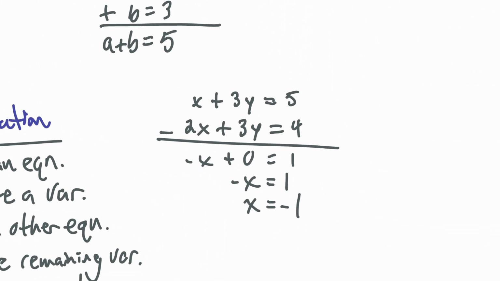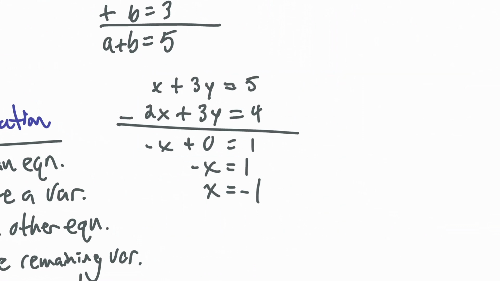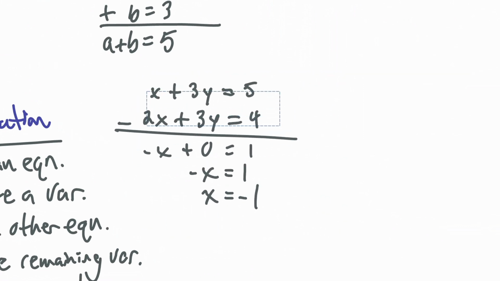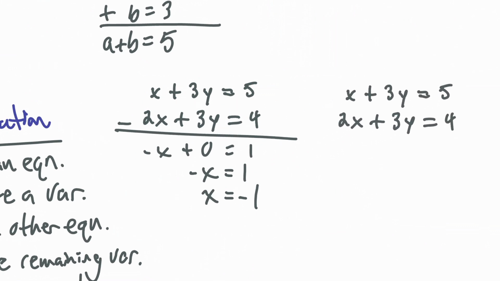I've run out of horizontal space here. So let's do this. I'll move this over just a little bit. I'm going to copy this. Since we've already eliminated y in order to get an x value, now we need to eliminate x in order to get a y value. And there's a couple of ways to do this.